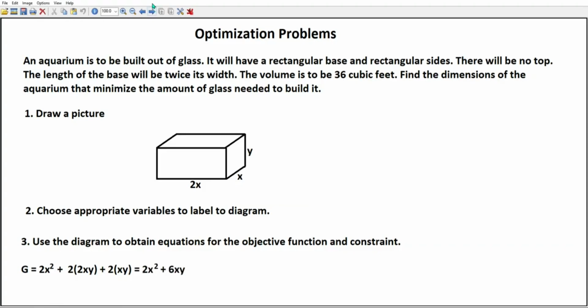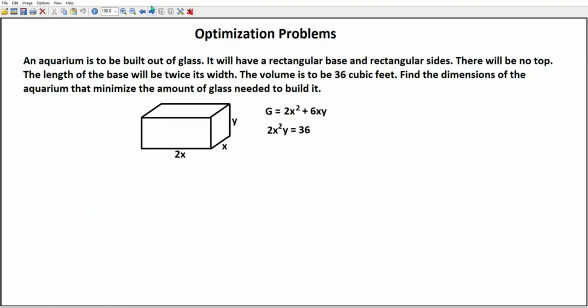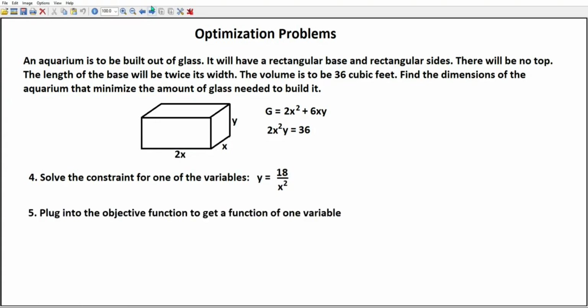Now the constraint is the volume has to be 36 cubic feet. So V equals 2x squared times y, and that's 2x times x times y, and that's got to be 36. Okay, next step is to use the constraint to solve for one of the variables, and we get that y is 36 over 2x squared, or 18 over x squared. We do this so that we can plug into the objective function to get a function of one variable, which we do: 2x squared plus 6x times 18 over x squared, which we simplify to 2x squared plus 108 over x.